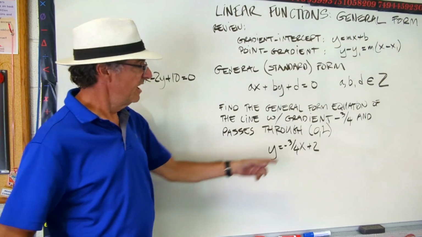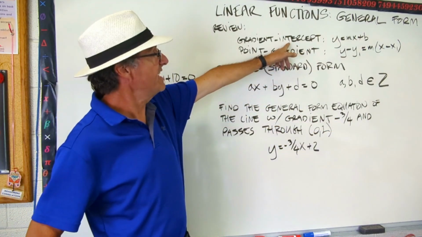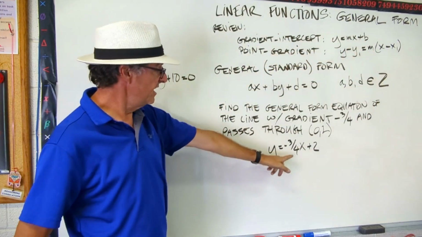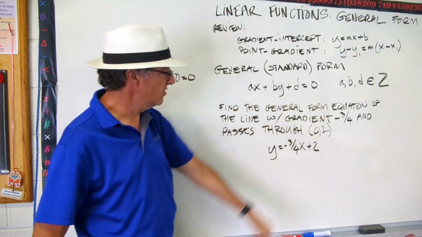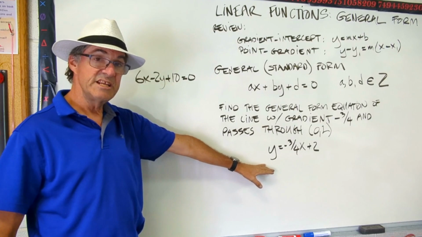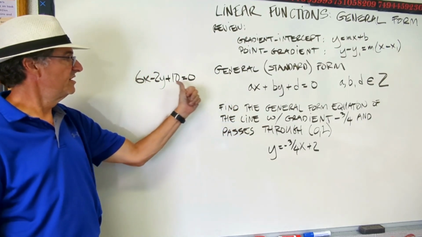So check it out. I have a slope and I have the y-intercept. So that would be gradient intercept, y equals mx plus b. So I can just plug in. Here's my m. My gradient is -3/4. My intercept is (0, 2), so it's plus 2. So there's my gradient intercept form of my equation. Now I need to take it from here to here.